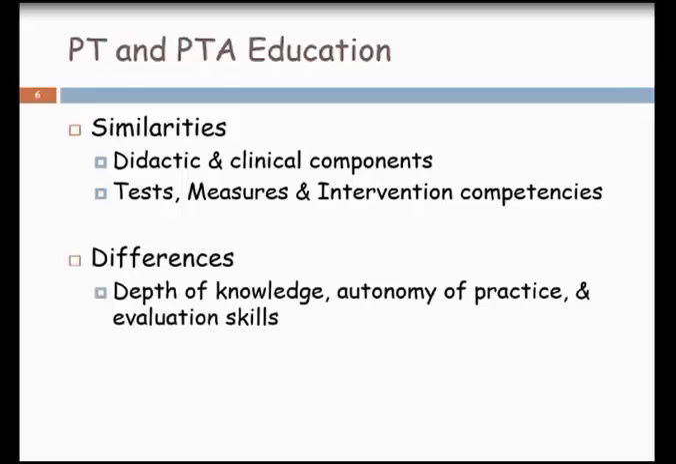The differences between PT and PTA programs come in the depth of knowledge, autonomy of practice, and evaluation skills. Recall that a PTA program is at the associate degree level, while the PT program is at the doctorate level. To be eligible for admittance to a PT program, one must have a bachelor's degree with an established record of success in biological sciences, physics, chemistry, mathematics, and psychology coursework.